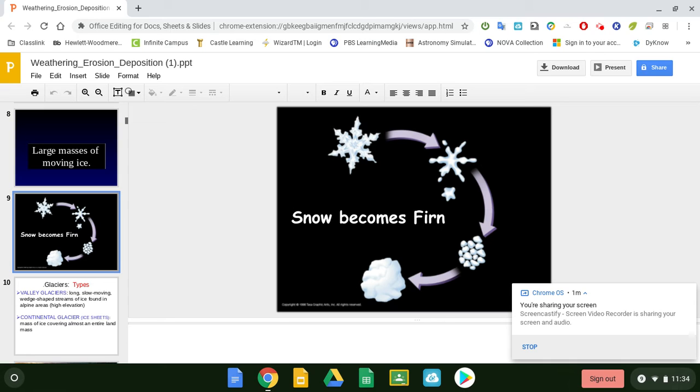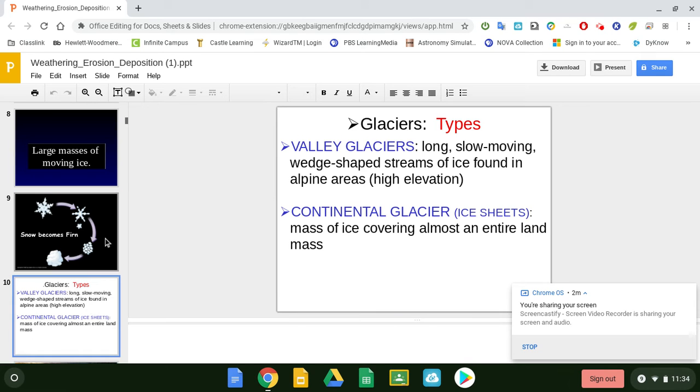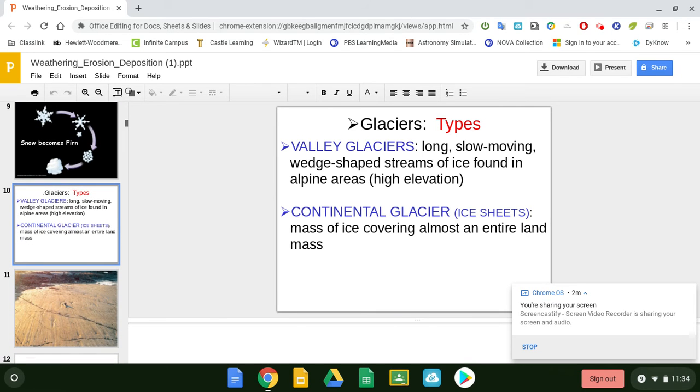So anytime it snows, you go outside, you walk around, you come back a day or two later, your footprints have now become ice because you squeezed that snow together. That's what the firn is. Glaciers: there are two types of glaciers, a valley glacier and a continental glacier. Now, they're both slow moving. All right, they don't move as fast as streams, obviously.